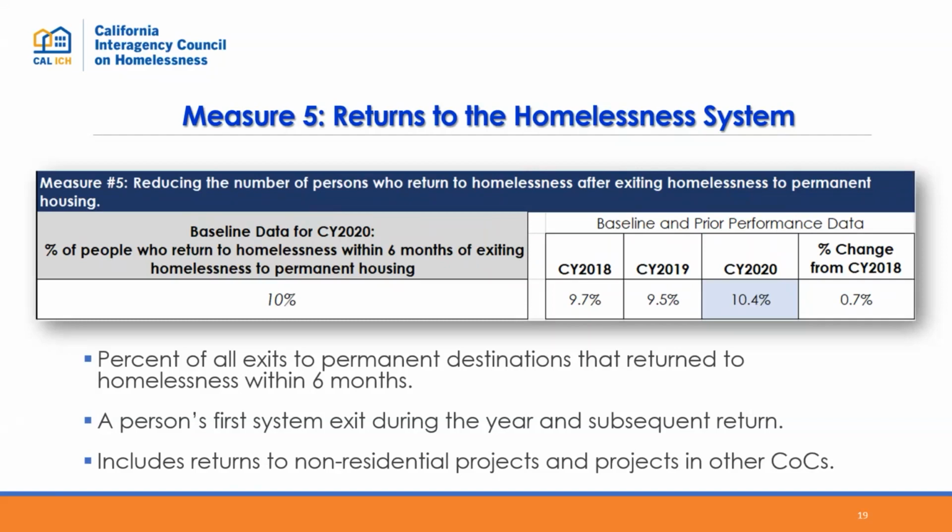If a person exits from an emergency shelter to a permanent destination and returns within 6 months to the system with an enrollment in any non-residential project where they also have a homeless current living situation documented, that is counted as a return to homelessness in Measure 5.